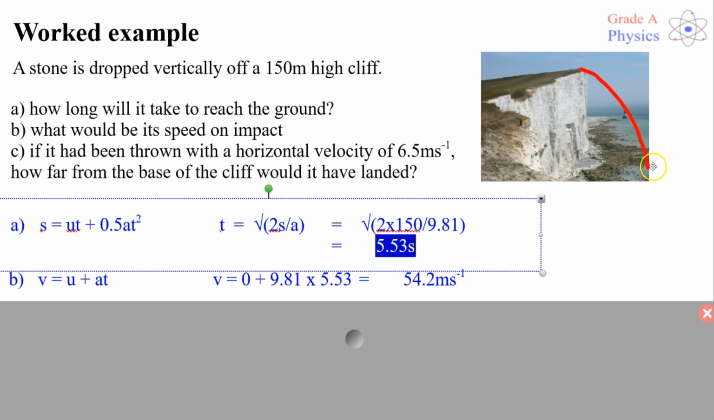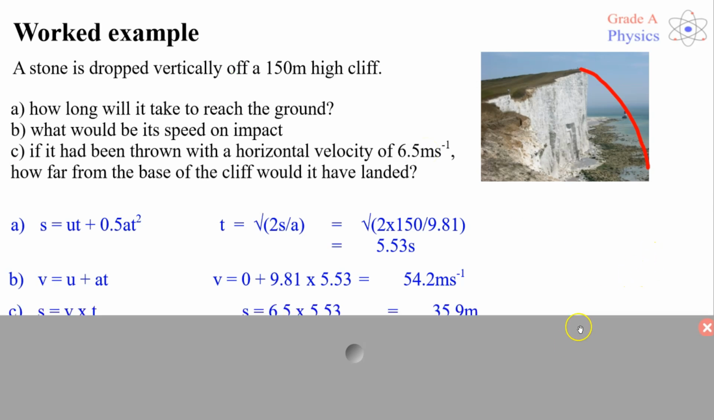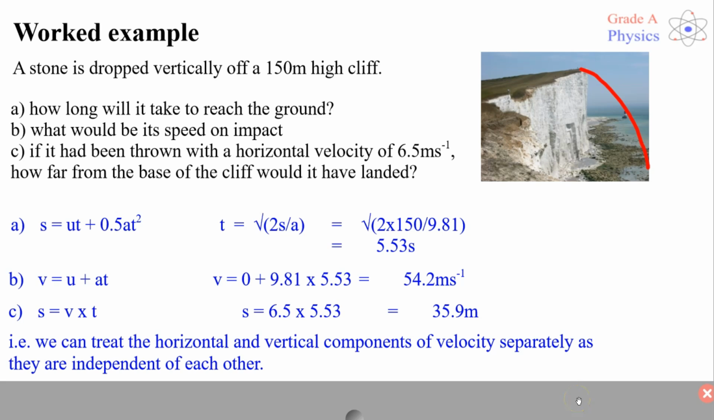So we know the time it takes to travel on this parabolic path. Only now it's moving horizontally as well with a velocity of 6.5 meters per second. We would always ignore air resistance, and that's a reasonable assumption at low velocities. So this becomes a very straightforward calculation. It's just V equals S over T, constant velocity calculation. So S equals V times T. We've made S the subject. We know the velocity horizontally is 6.5. We know the time is the same as it was before, so we can calculate the horizontal distance, which is 35.9.